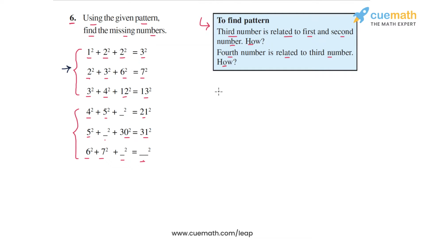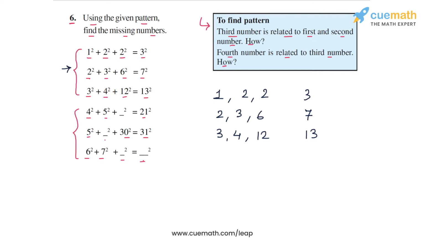So from the first statement, we have the numbers 1, 2, 2 on the LHS, and then we have 3 on the RHS. In the second statement, we have the numbers 2, 3 and 6 on the LHS, and we have 7 on the RHS. And then in the third statement, we have 3, 4 and 12 on the LHS, and then we have 13 on the RHS.